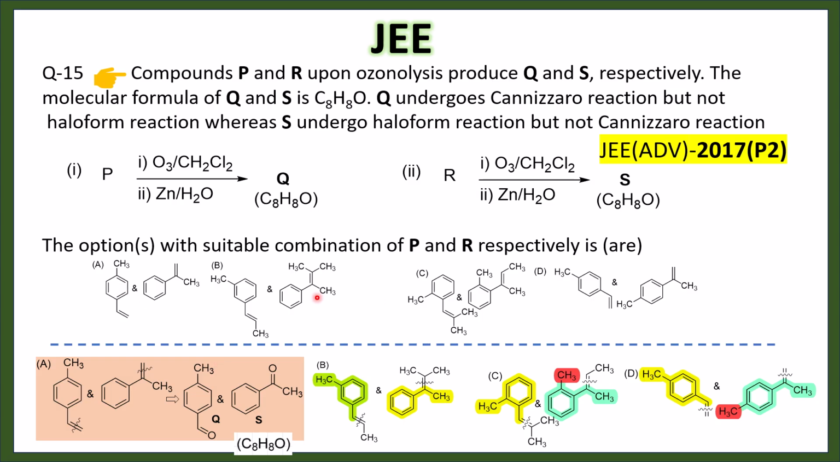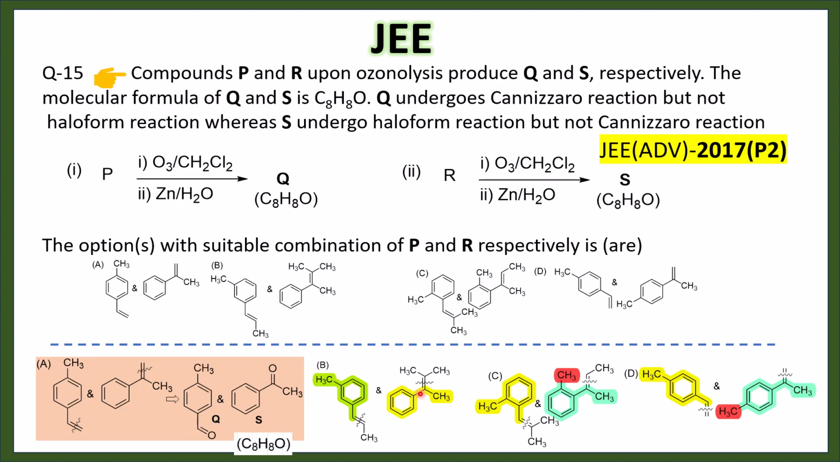So here alkene options are given. If that undergoes ozonolysis, each will give this Q and S product. So this is the benzaldehyde, this is also acetophenone, both formula C8H8O. This having a CH3 group undergoes haloform reaction, CH3CO, and this undergoes Cannizzaro reaction, that benzylic CHO.